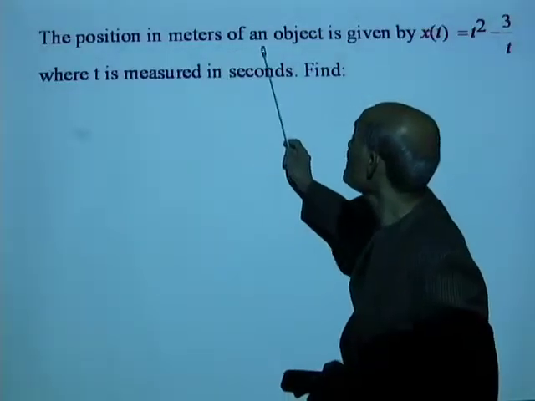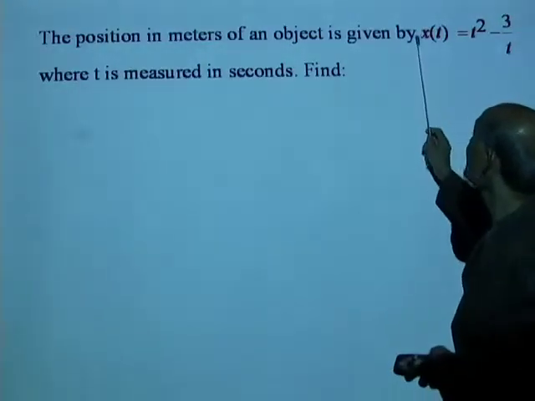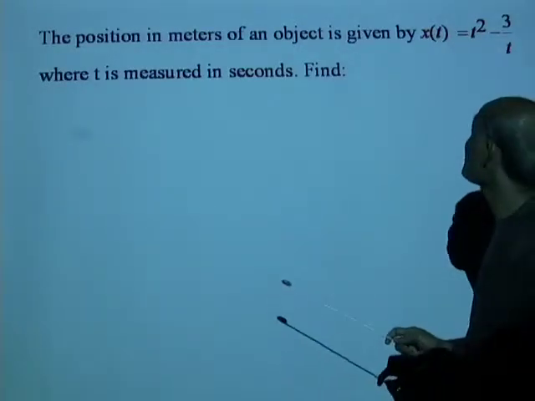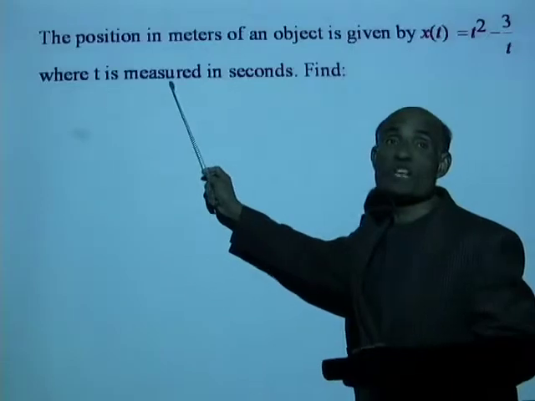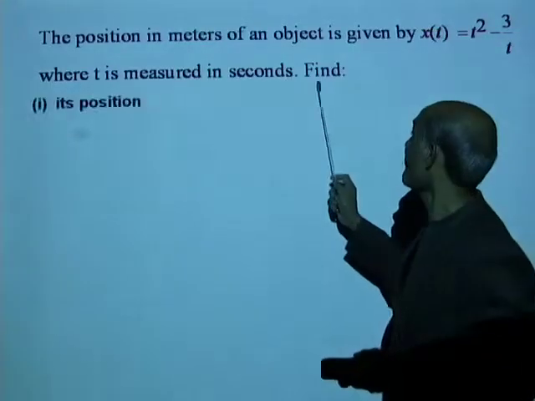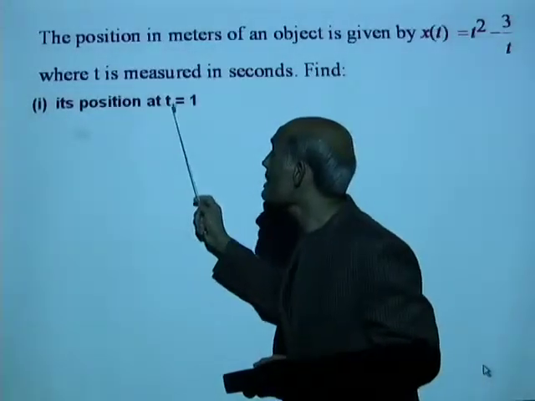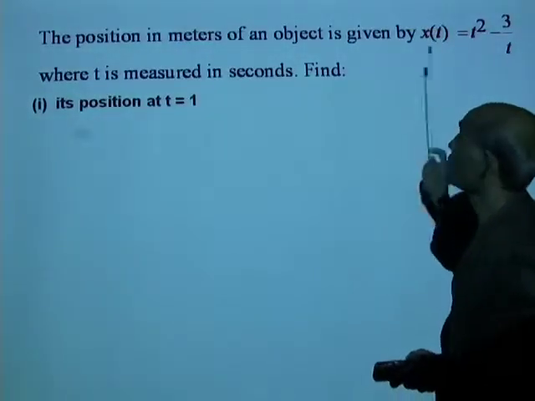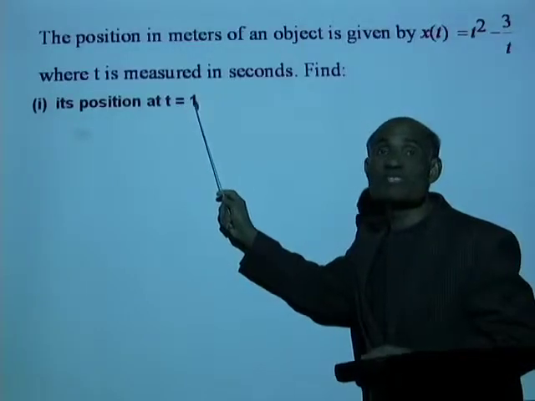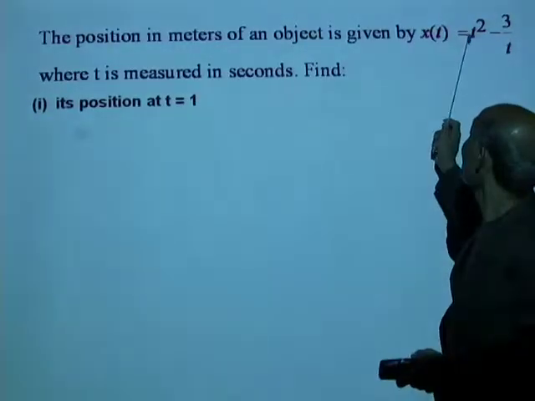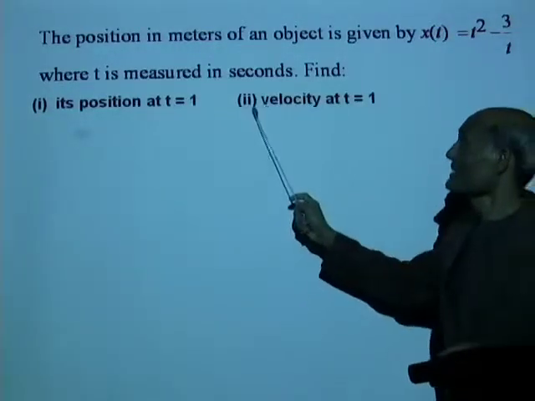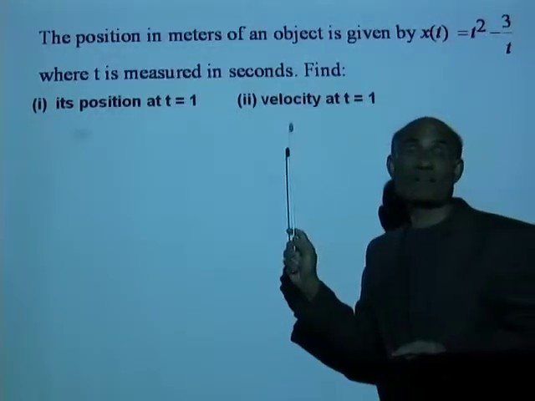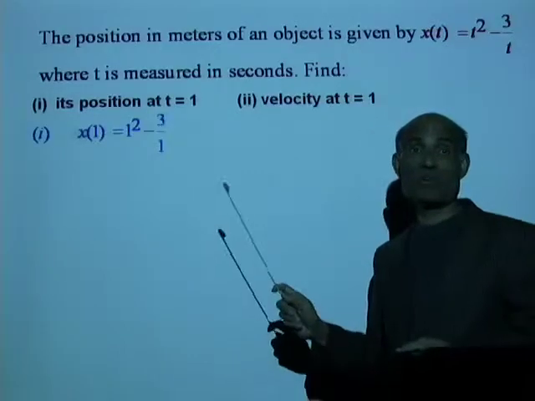The position in meters of an object is given by x of t equal to t squared minus 3 over t, where t is measured in seconds. Find its position at t equal to 1. If this is the position function, how do you find the position at t equal to 1? Simply replace t by 1. Then find its velocity at t equal to 1. Well, we will do that as we go on.